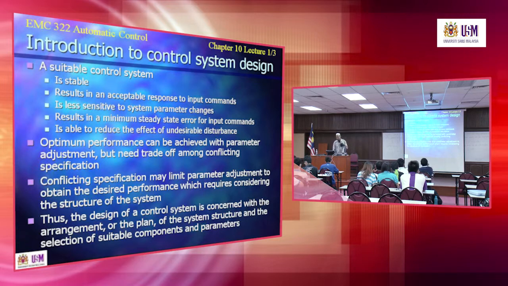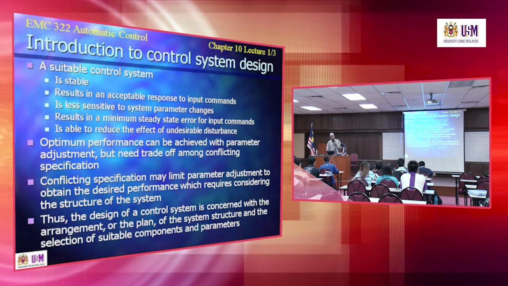Normally, when we try to adjust a certain parameter to improve one of the performance measures, maybe the other performance measure will be affected and become worse. Okay, so that is called a conflict in the adjustment of the specification.